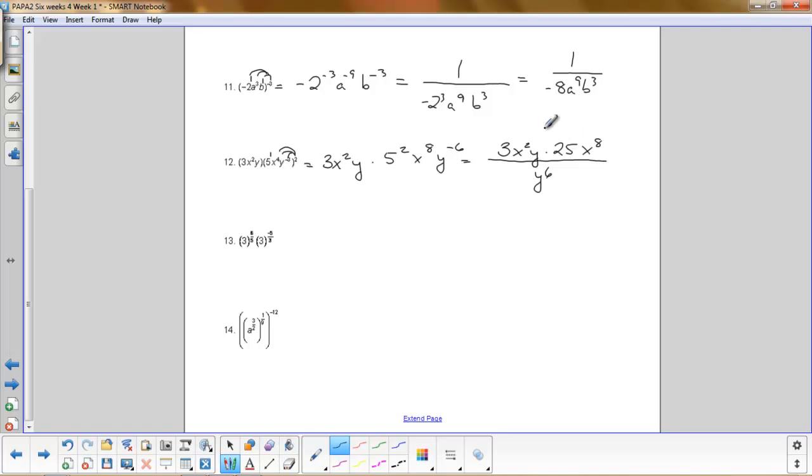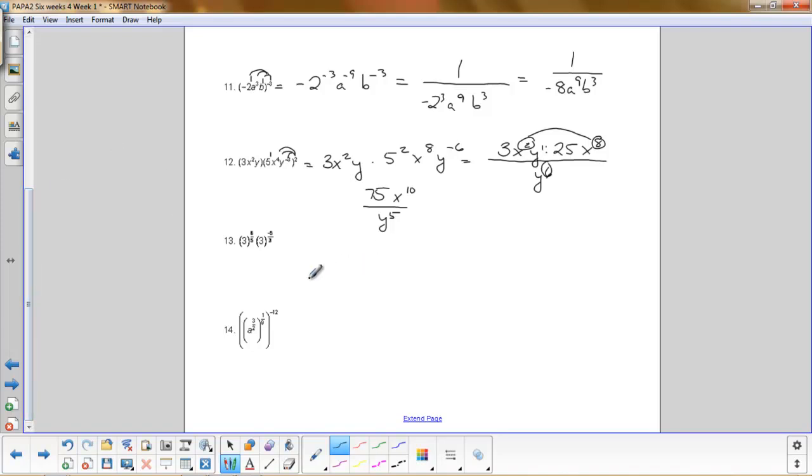Now what I'm going to do is multiply 3 times 25. Simplify your numbers as much as possible. 75, add your x's because I'm multiplying them together, the product property, and that gives me 10 x's. Subtract your y's, that is 6 minus 1, which is 5. There are more y's on the bottom, so the resulting answer is still on the bottom of the fraction.